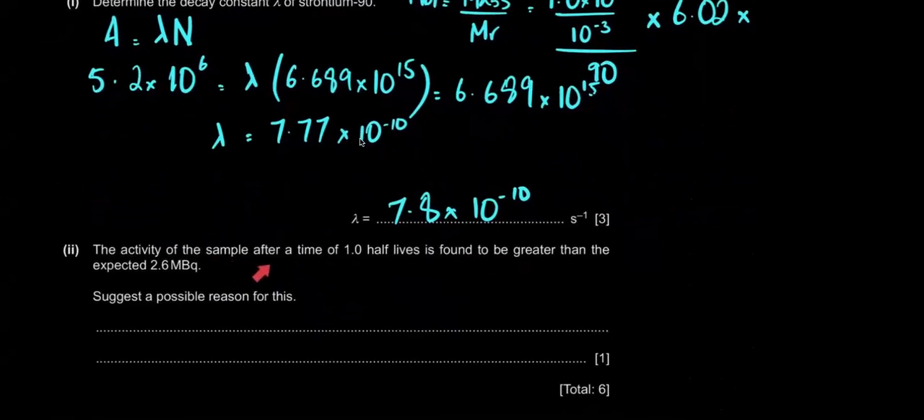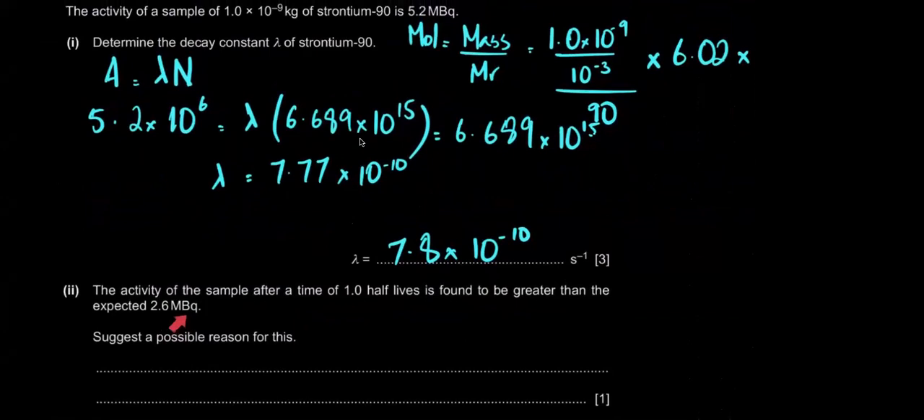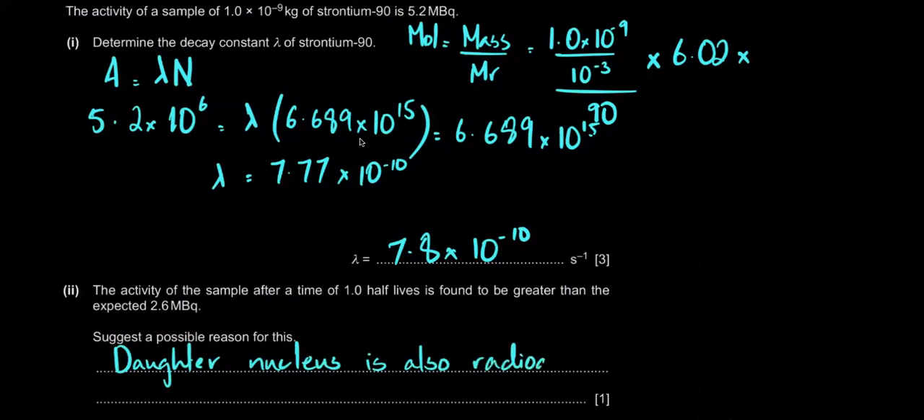The activity of the sample after a time of one half-life is found to be greater than the expected 2.6 megabecquerel. So this is the initial activity; after one half-life, the activity is supposed to be half of this, but this is found to be greater than this value. So just give a possible reason for this. A possible reason is that whatever it is decaying into, the daughter nucleus, is also radioactive, right? So if that is also decaying, it would also have some activity which would add on top of this.